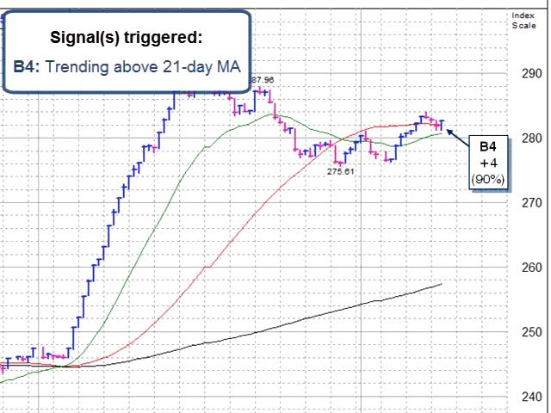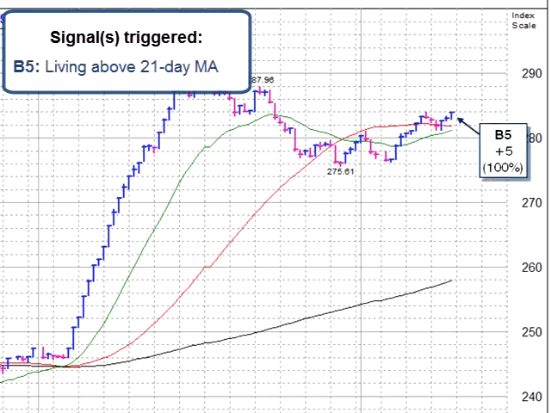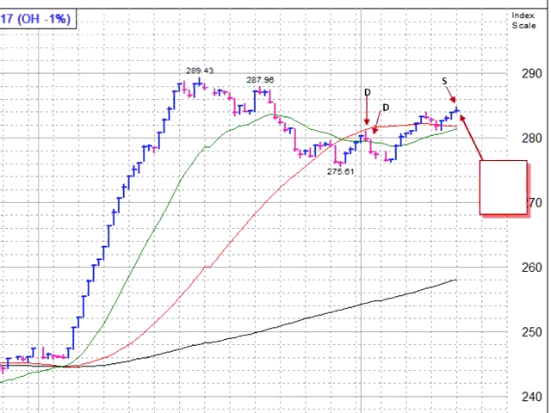Here we're trending above our 21-day moving average. Now for 5 days, it's on an up day, so we're at 90%. And then we're at a B5 because of the 21 day. So we're at 100%. And now you start to get more distribution.